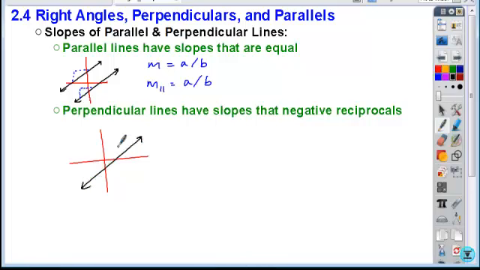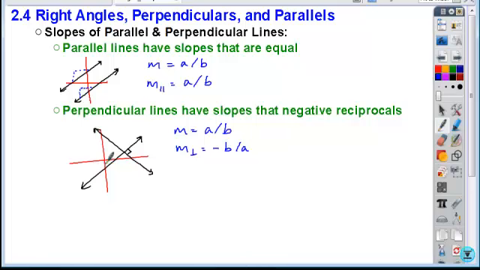So if you do have perpendicular lines, not only are those lines going to intersect, but there's a specific relationship between their slopes as well. If our original line had a slope of a over b, the slope of the perpendicular to that is going to be the negative reciprocal. It means that you switch the sign and you flip the fraction. So the perpendicular line is going to have a slope of negative b over a.